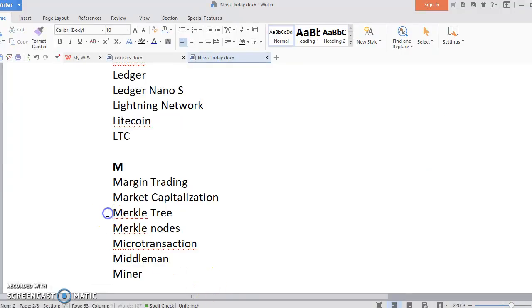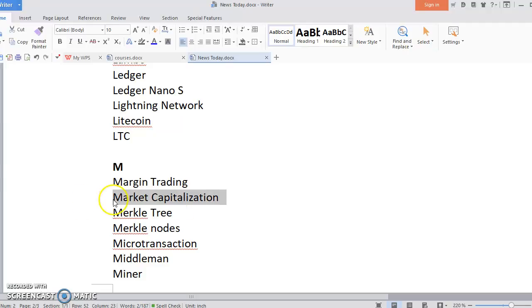And then you have M. So margin trading. It's basically when someone gives an asset. Those who do trading know about this. So basically you're giving a certain part of your asset as collateral to be able to access certain assets that you can use for margin trading.